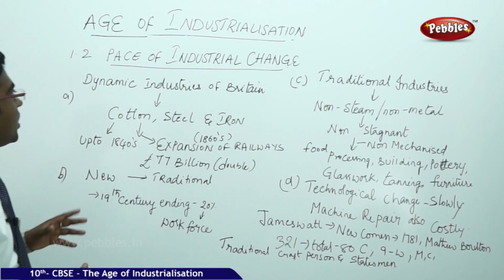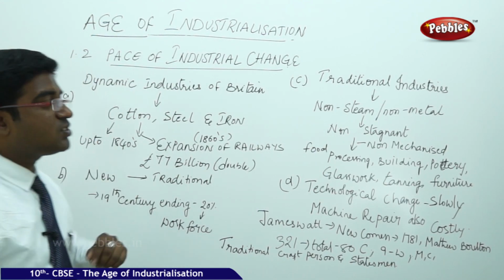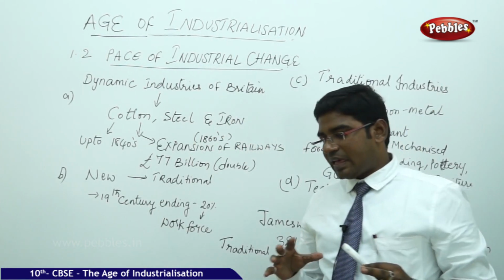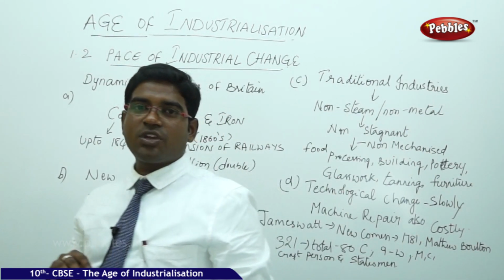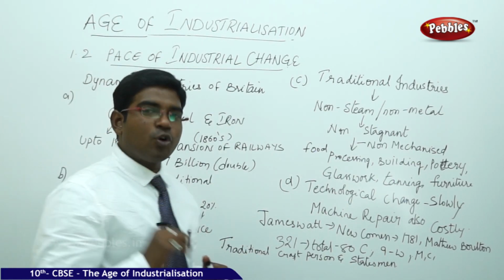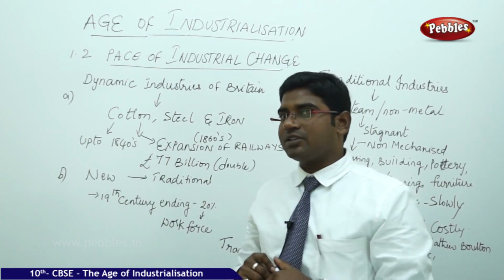Now we shall look at the pace of industrial change. How rapidly did the industrial change occur? Generally we have an opinion that the industrial change has occurred very fast, very rapidly. But let us go into the details to find out the answer for this.